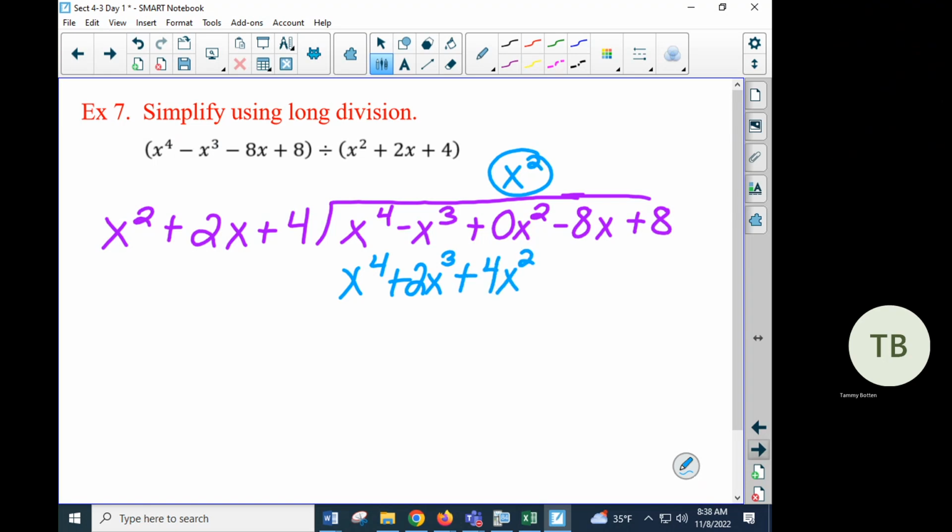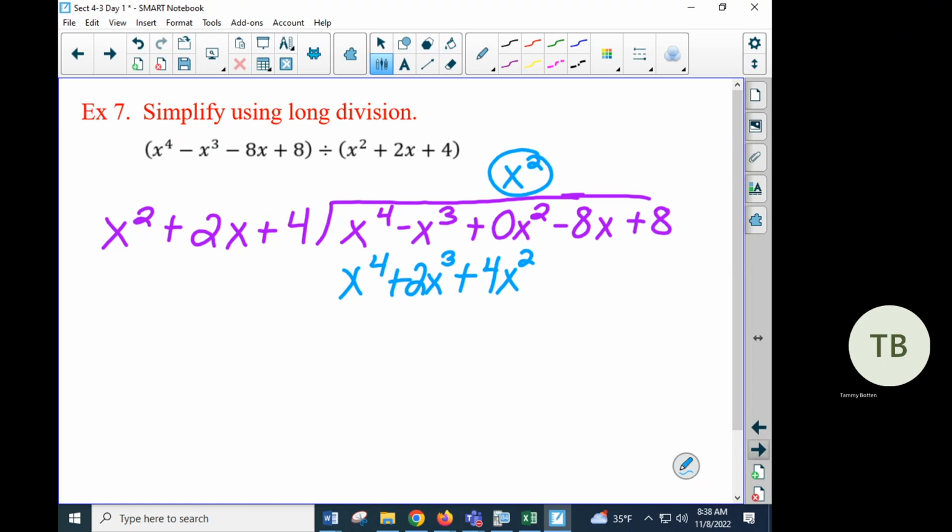Now, if I forgot to put that 0x squared there, you would notice it here because you would have a negative 8x here and an x squared here. They would not be the same variable. You could not combine them. And that would give you a hint that you forgot to put that in.